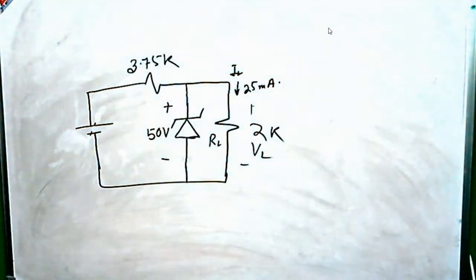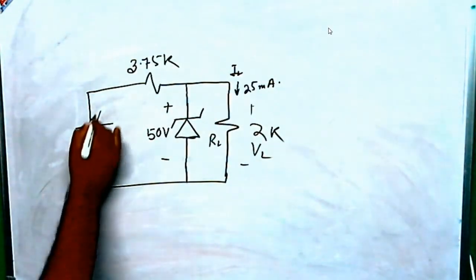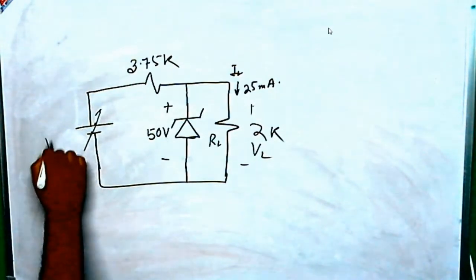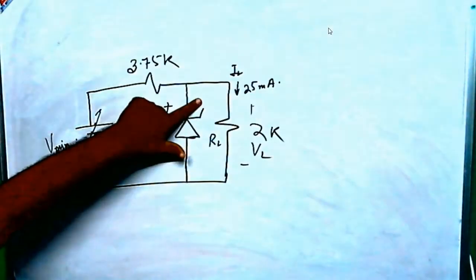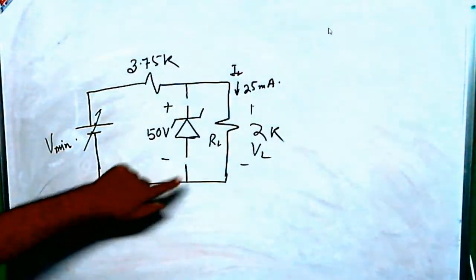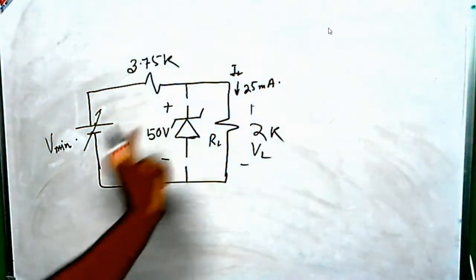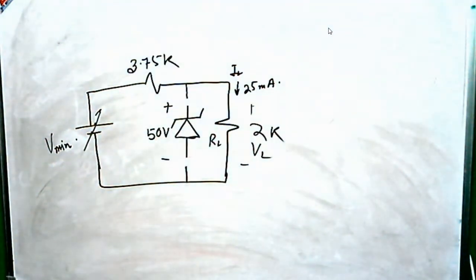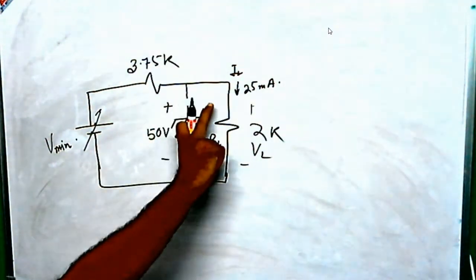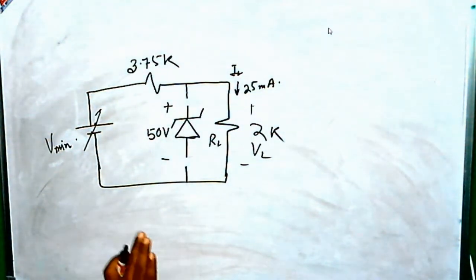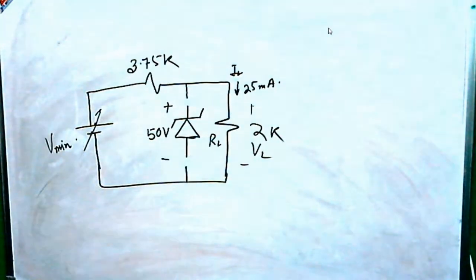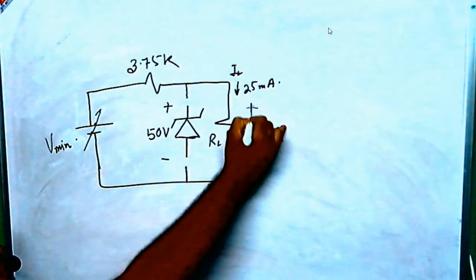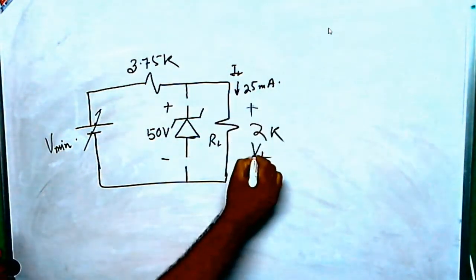So to find the minimum value of the input voltage, that is V minimum, what you can do, you can first remove this Zener diode connection, then measure the voltage across this resistance RL. That particular voltage has to be minimum, ideally, 50 volt in order to activate the Zener action of this particular Zener diode.